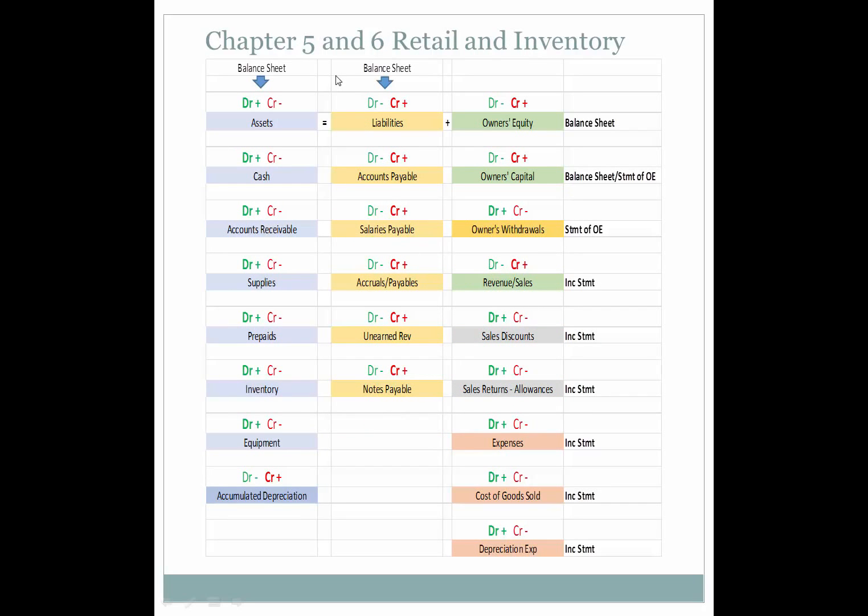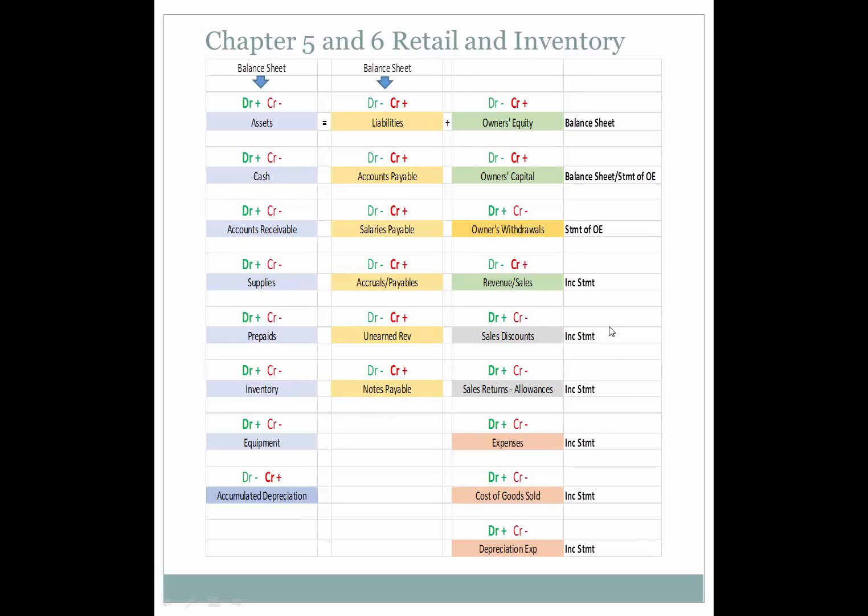Chapters 5 and 6 covered retail operations as well as inventory. So we have inventory for the first time. It's a normal balance of a debit for inventory, so it looks like a normal asset, also found on the balance sheet.